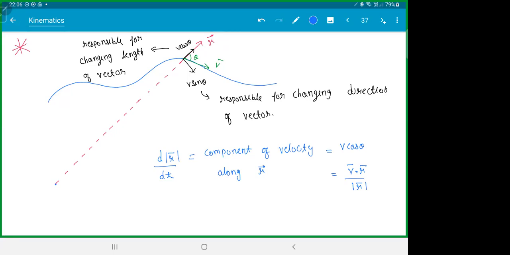Remember this thing. When we do projectile motion, this will come again. Then I'll show you. All clear? Perfect. Let's see an easy question.